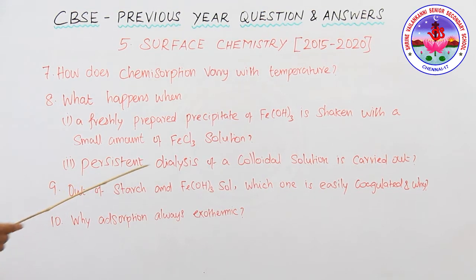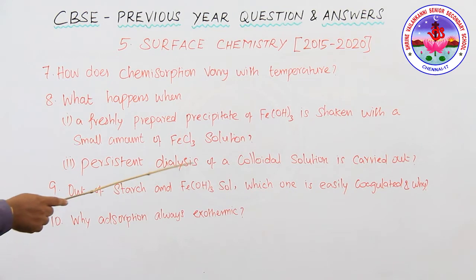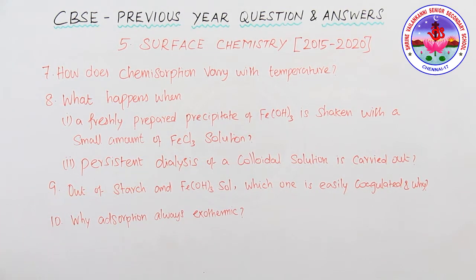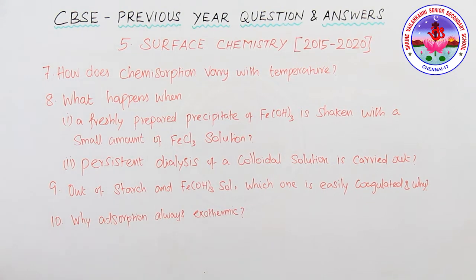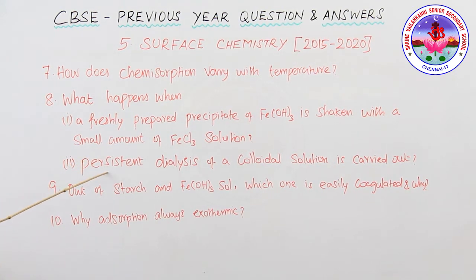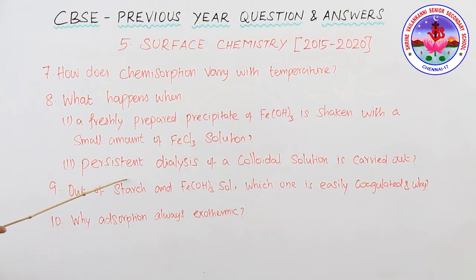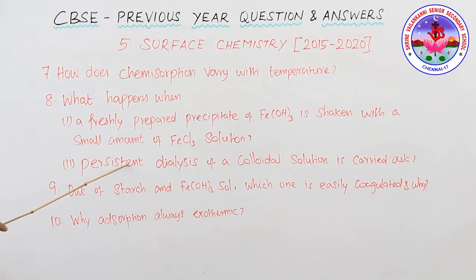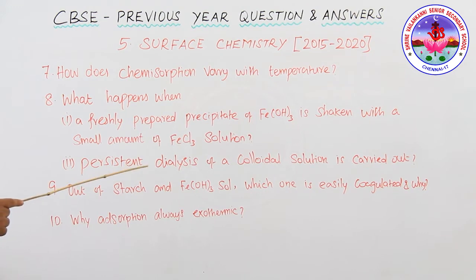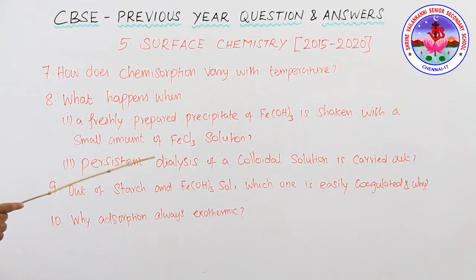Then persistent dialysis. What happens when persistent dialysis of a colloidal solution is carried out? Here the answer is the coagulation. With persistent dialysis, the coagulation will take place due to the removal of traces of electrolyte which stabilize the colloidal solution. So, I repeat this answer: the coagulation will take place due to the removal of traces of electrolyte which stabilize the colloidal solution. So, the keyword is the coagulation takes place.